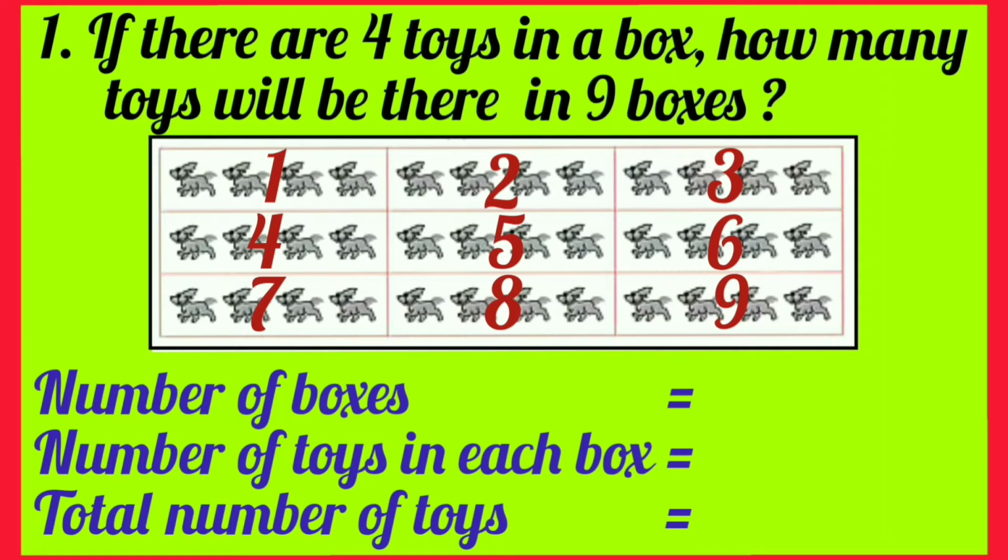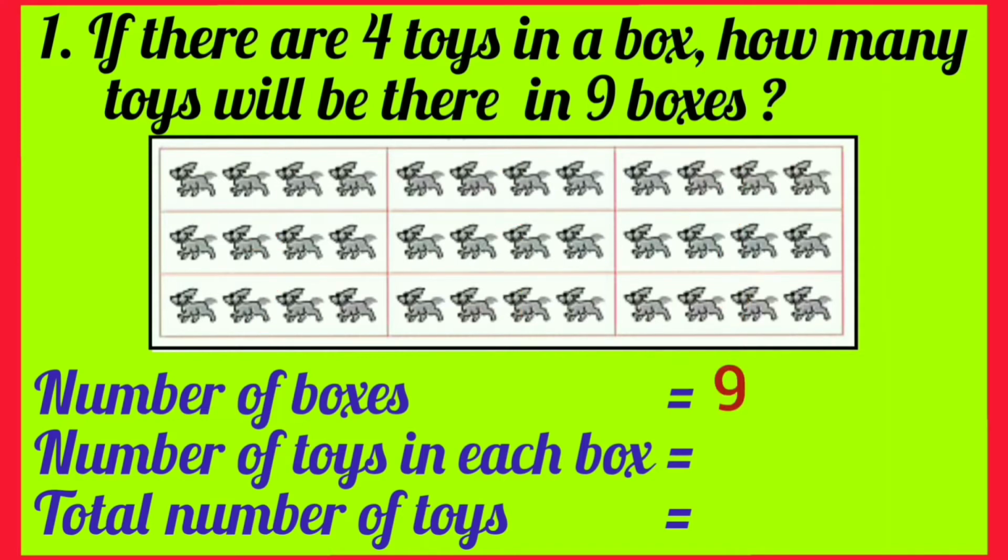There are 9 boxes. Next, number of toys in each box. Tell me children, how many toys are there in each box? 1, 2, 3, 4. There are 4 toys in each box. Next, total number of toys, which is 9 times 4. 9 fours are? Yes, 36. There will be 36 toys in 9 boxes.